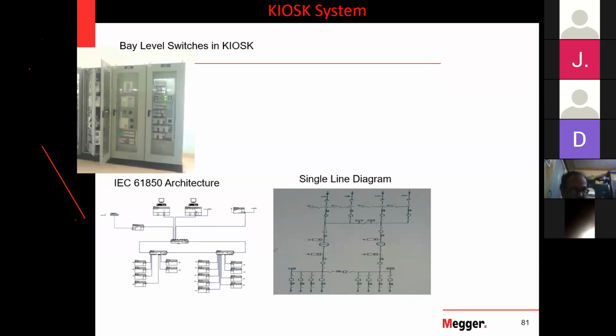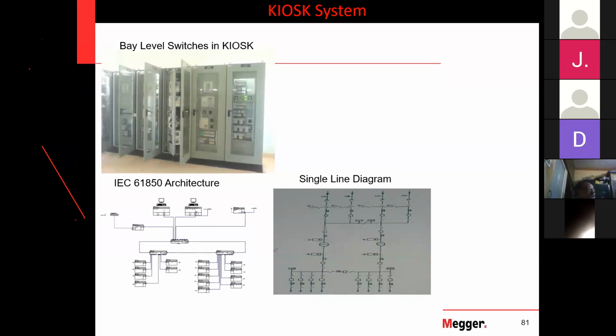This is what is inside the kiosk. We already saw this panel in detail. So the numerical relays are interconnected through a fiber optic cable and connected to this black box. This black box is nothing but the Ethernet switch. So the relays are connected to the switch. This is how it is in reality.